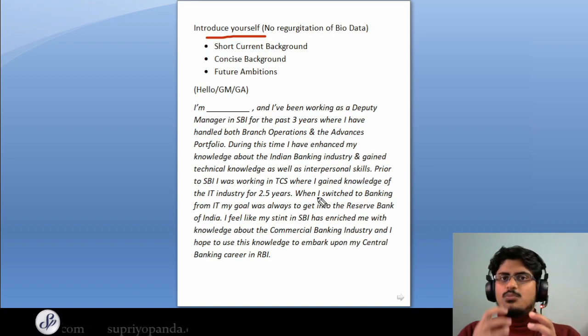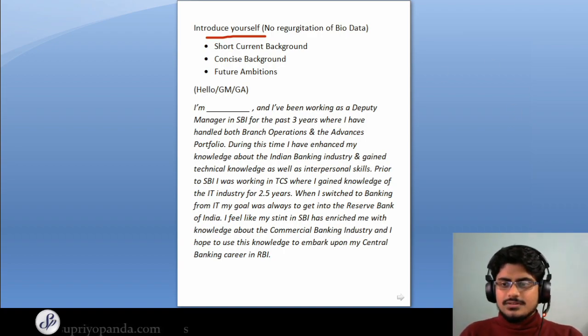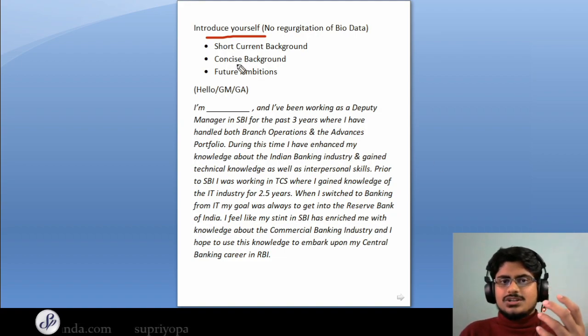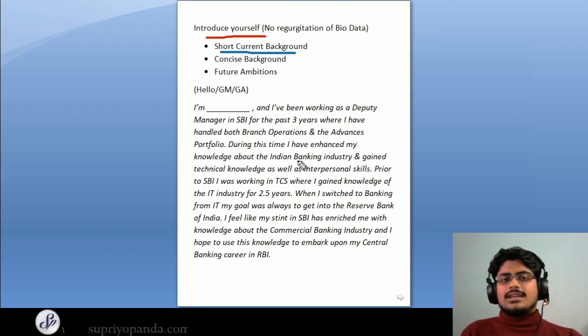Now, what are the component parts of it and how did I actually draft this? I'll show you. So the first part that you have to include in your presentation is the short current background. So what is this part in my speech? It is this one. I am Dash and I have been working as a deputy manager in SBI for the past 3 years, where I have handled both branch operations and the advances portfolio. During this time, I have enhanced my knowledge about the Indian banking industry and gained technical knowledge as well as interpersonal skills. So this entire part corresponds to your short current background.